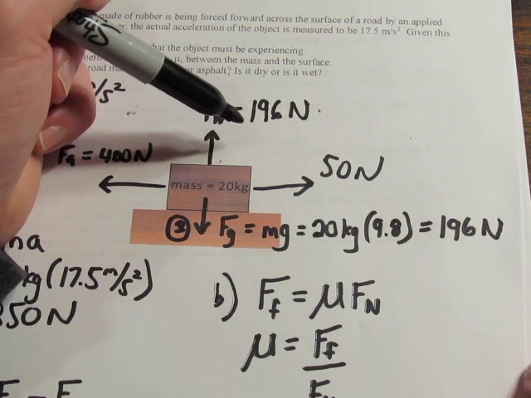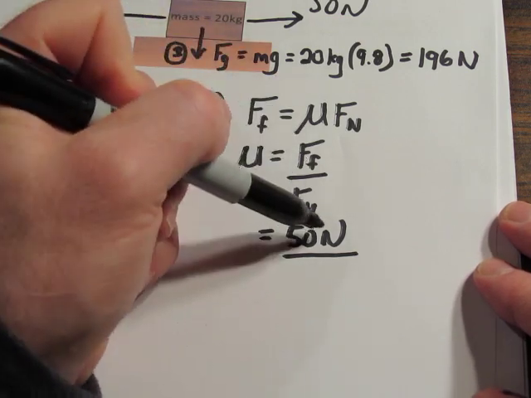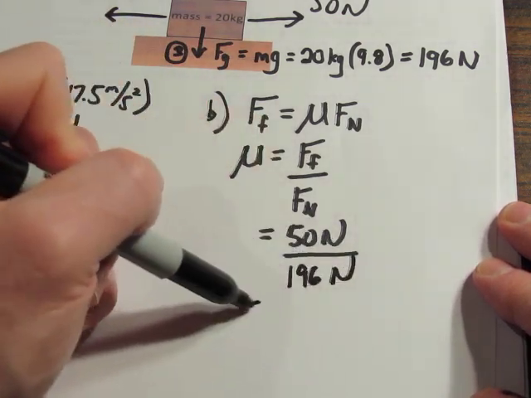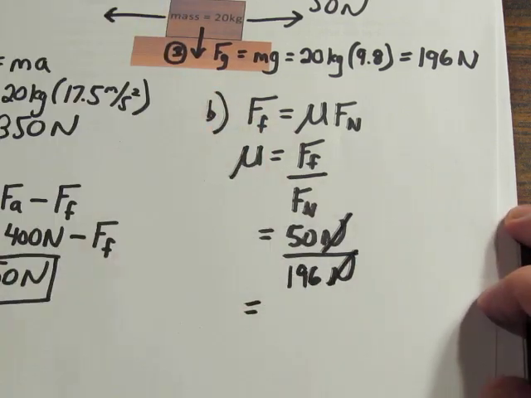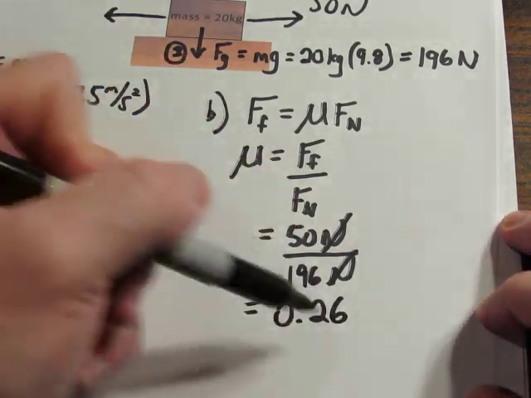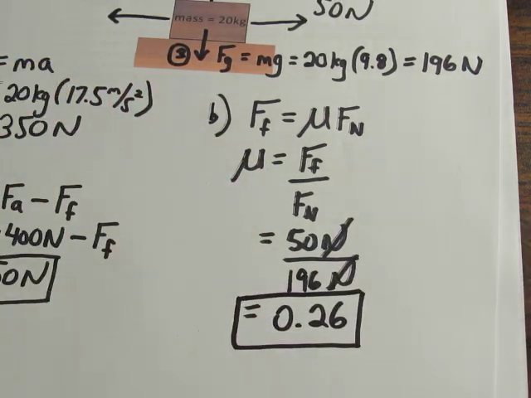So take that value and let's return to this calculation here for part B. Force of friction is 50. Normal force is 196. Units cancel. Divide those two numbers. And your coefficient of friction is 0.26. Now, this value actually makes sense if you think about it, because coefficients of friction are always between 0 and 1. So that looks like a coefficient of friction.